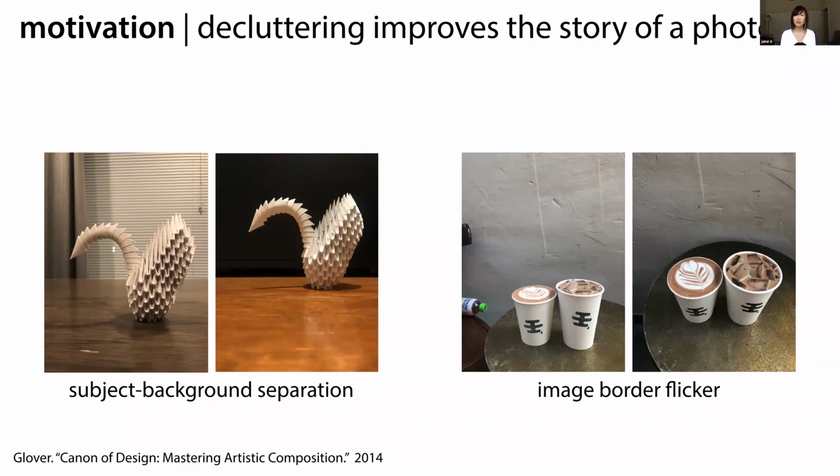So our eyes are drawn to regions of high contrast. So light and dark, dark on light. Thus contrast around the subject will clarify and declutter the overall image. It's called subject background separation. Whereas contrast in other regions, especially the border of the image, will distract, causing the eyes to be attracted away from the focal subject, called image border flicker.